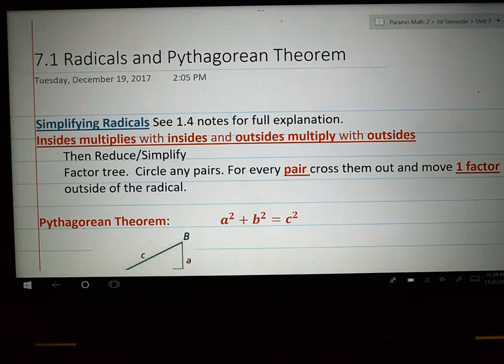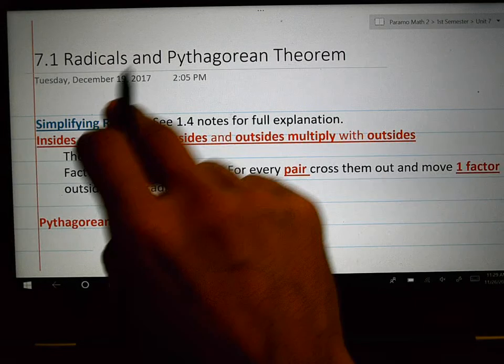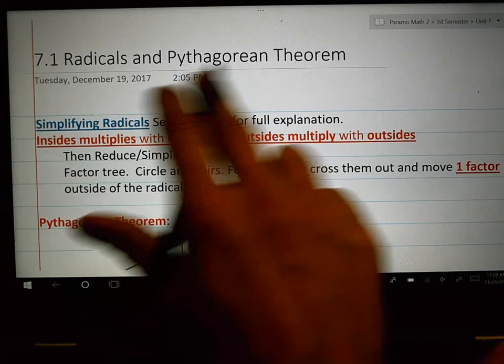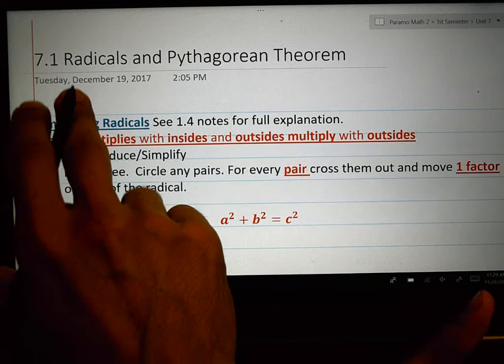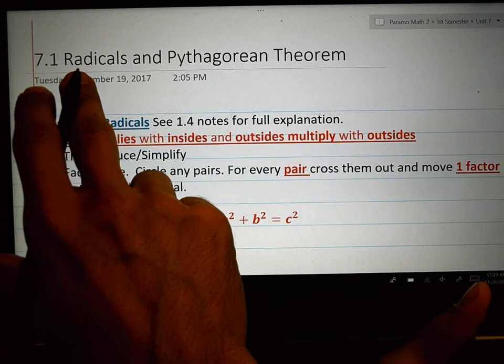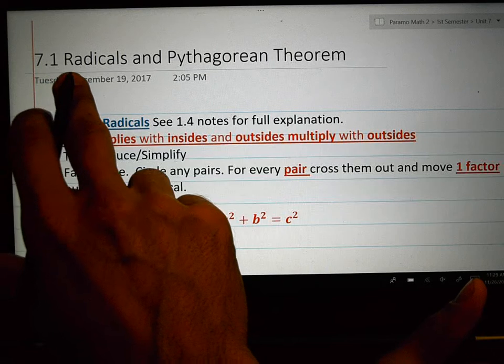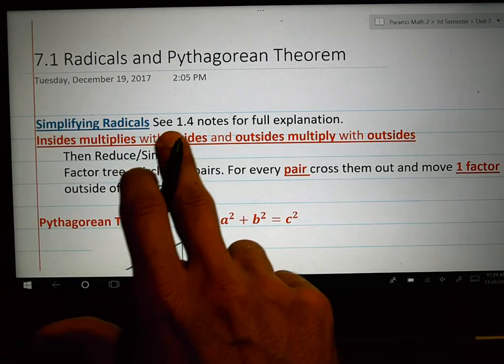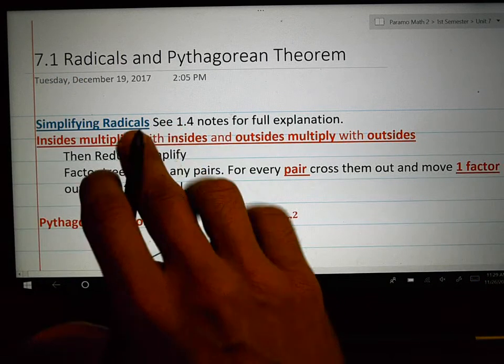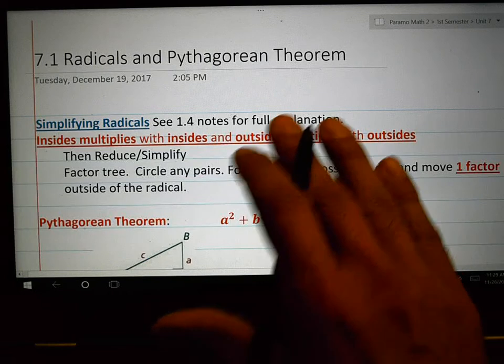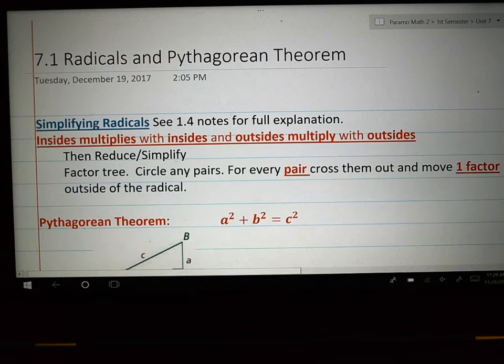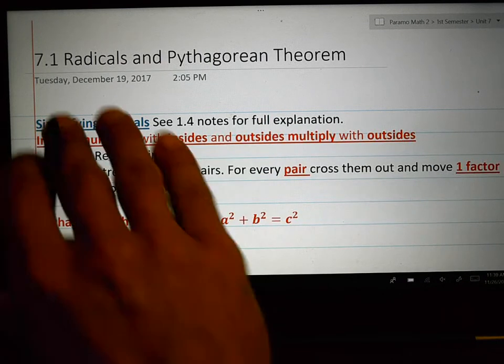In section 1 of chapter 7, you are going to be given two major ideas or two major concepts. The first part and the very last part deals with radicals. Now, radicals is something that we covered before in chapter 1, section 4. And so I have a full set of notes on that. If you need it, feel free to go back to 1.4 notes.